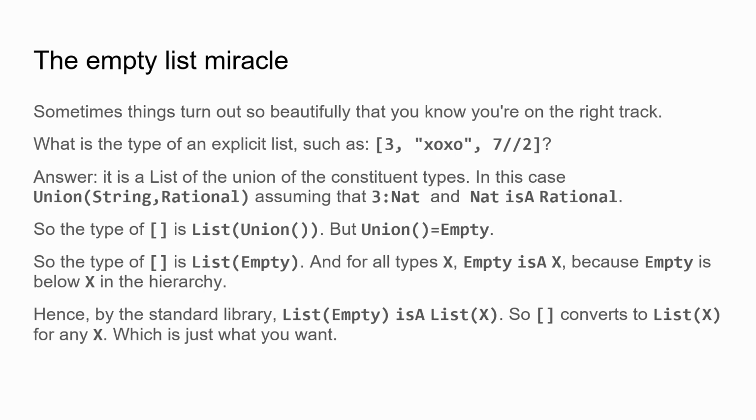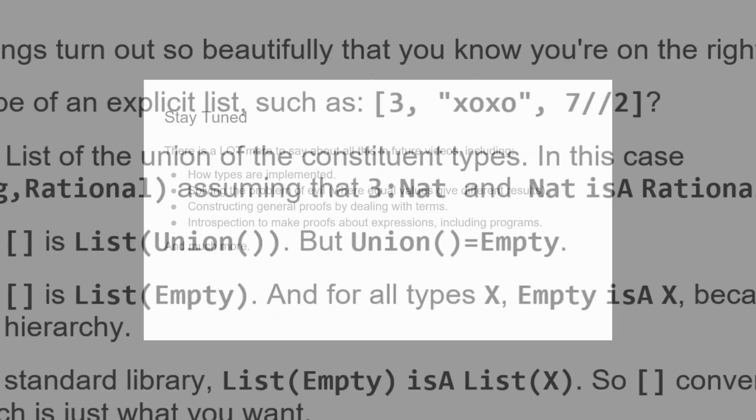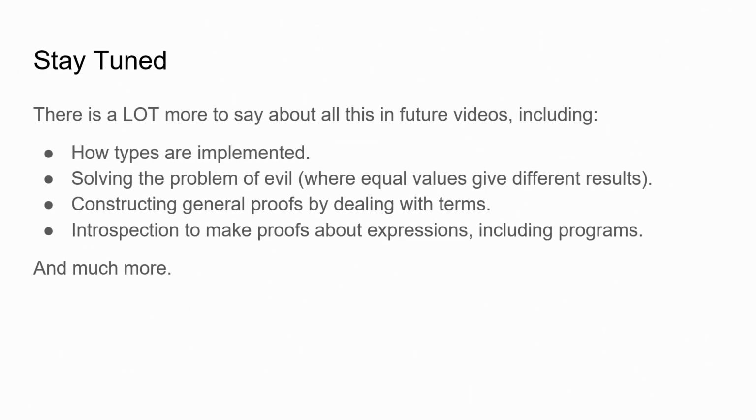Now, the fact that it's a list of something that has no values doesn't matter because it doesn't have any values. And for all types, empty is an X because empty is at the bottom of the hierarchy. So if empty is an X, then list empty is a list X. That's the standard library thing. So that empty list thing, left square bracket, right square bracket, converts to list X for any X, which is just what you want. And it's so much nicer than all the other languages where there's hand wavy things saying, oh, the empty list is what sort of list you want at that particular point.